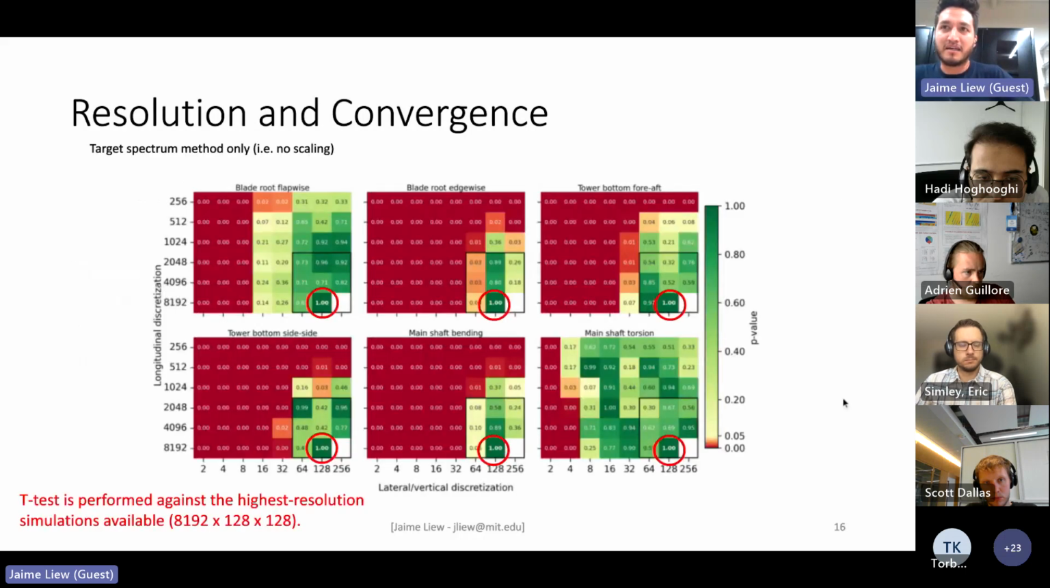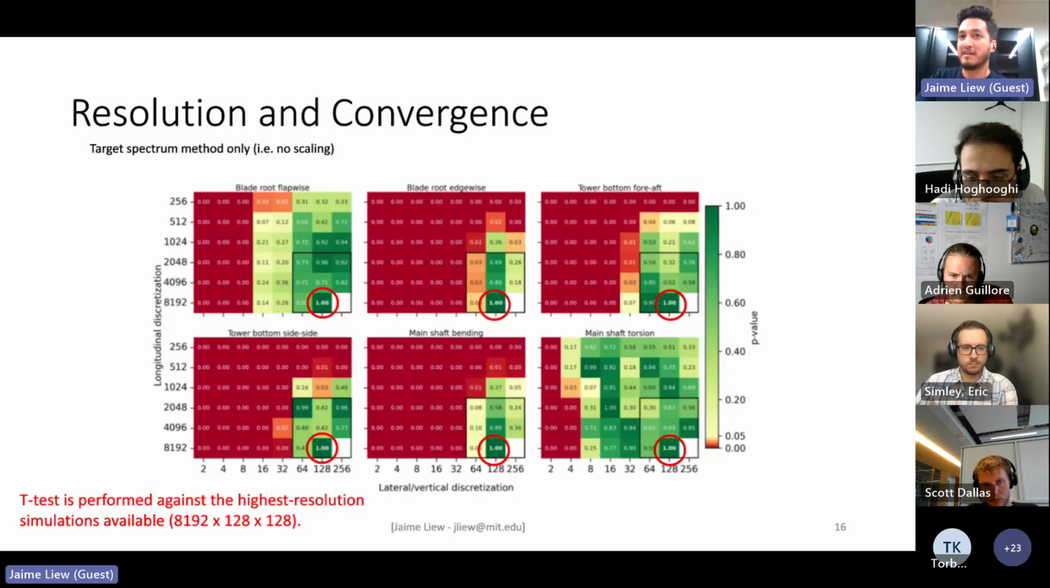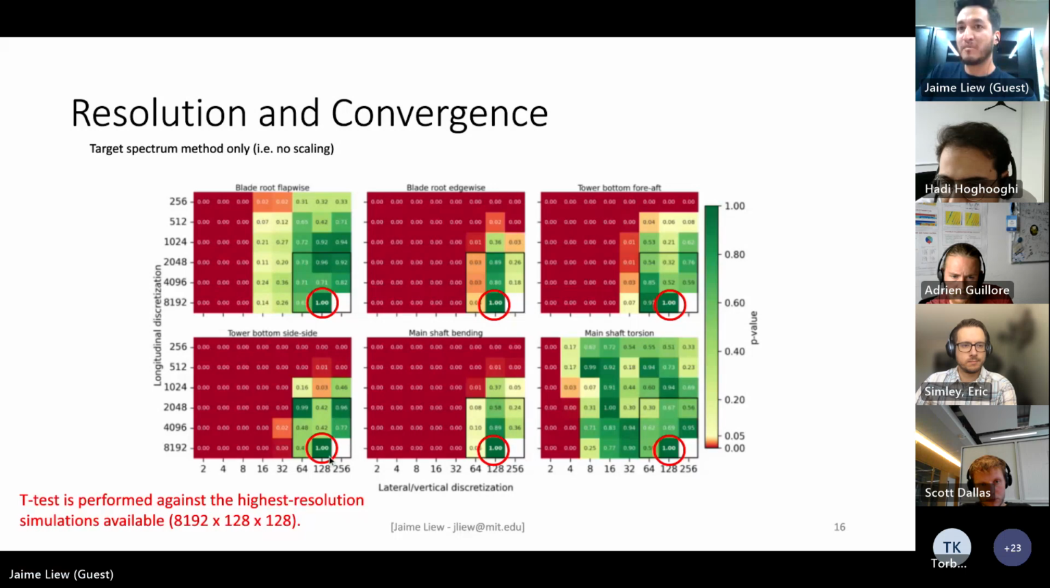Yeah, so here's a complicated figure. I'll walk you through it again. On the x-axis is the lateral and vertical discretization, so how many points over the rotor. And on the y-axis is the longitudinal discretization along the free stream. The colors and the numbers represent the p-value, or the value of the t-test, like if it's converged or not. So 0 means definitely not converged, or at least the distribution does not match the reference distribution. And green means it's at least greater than 5%, so maybe it does match.